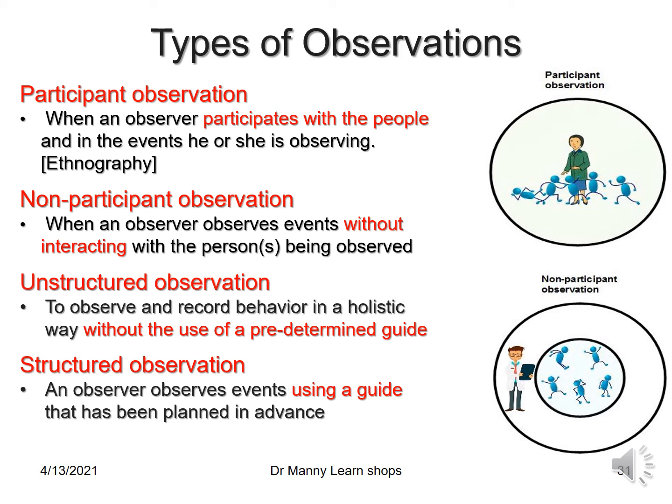Unstructured observation, and this is where you observe and record behaviour in a holistic way without the use of a predetermined guide. You fly by the seat of your pants. You just do and observe and record as it happens. Then you've got structured observation, where an observer observes events using a specific guide that's been planned well in advance. Participant observation, non-participant observation, unstructured observation, structured observation.